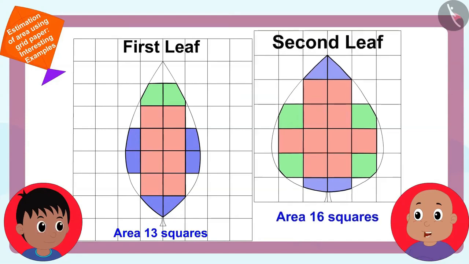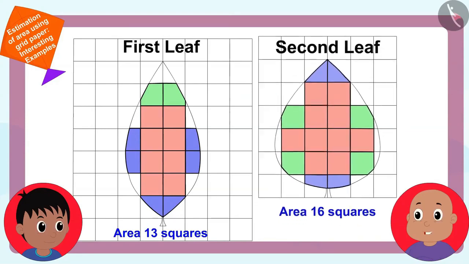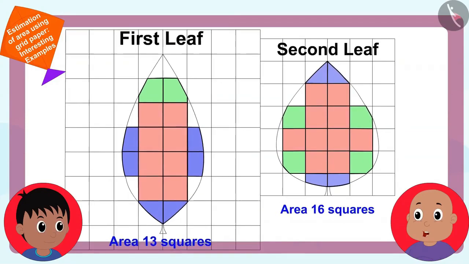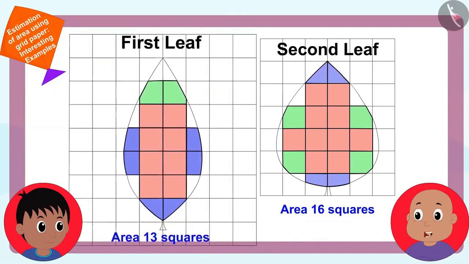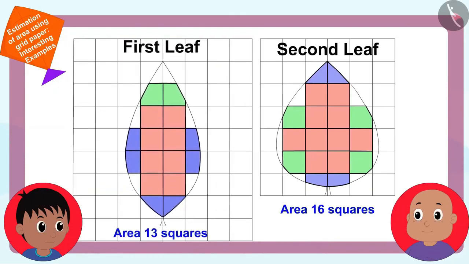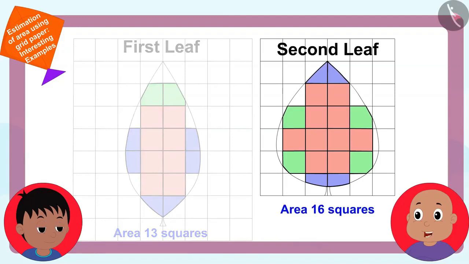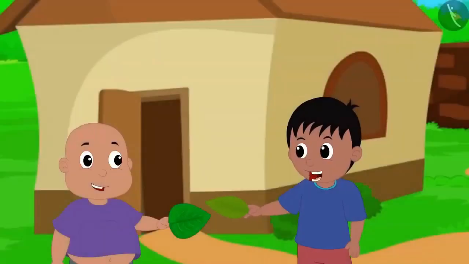Raju, there are 16 squares in the area of the second leaf and 13 squares in the area of the first leaf. This means that the second leaf is larger than the first leaf. Bablu told Raju. Well done, Bablu.